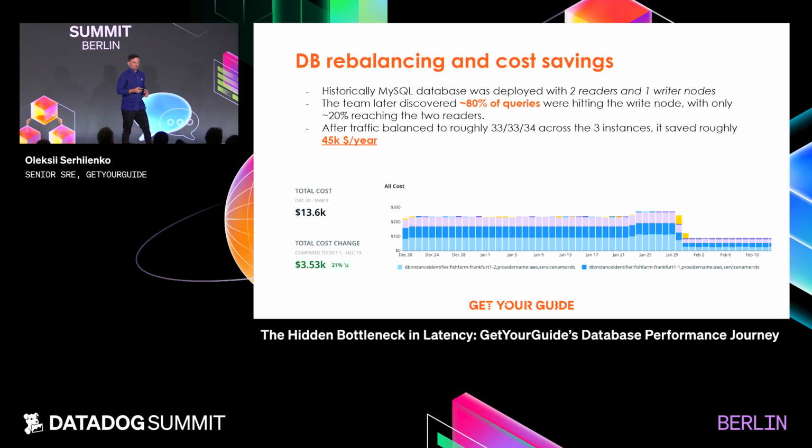Also, the same developer was looking into how nodes on the database are balanced. And back then, it was a very typical setup. They had a database set. Whenever there were more requests, they would increase the database. Fewer requests never happened, luckily. And what he noticed was that 80% of all requests were going to only one write node. So after some rebalancing, he was able to save roughly $45,000 a year, which is a big win.